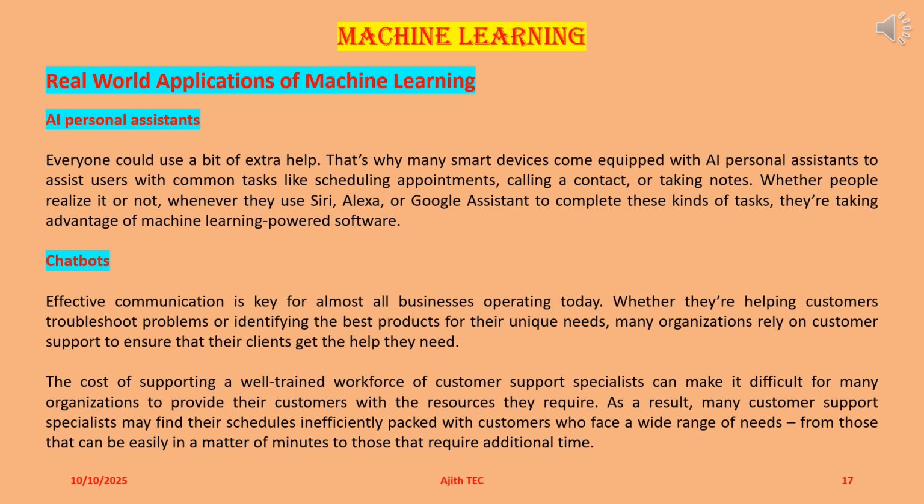Real-world applications of machine learning. AI personal assistants. Everyone could use a bit of extra help. That's why many smart devices come equipped with AI personal assistants to assist users with common tasks like scheduling appointments, calling a contact, or taking notes. Whether people realize it or not, whenever they use Siri, Alexa, or Google Assistant to complete these kinds of tasks, they're taking advantage of machine learning-powered software.